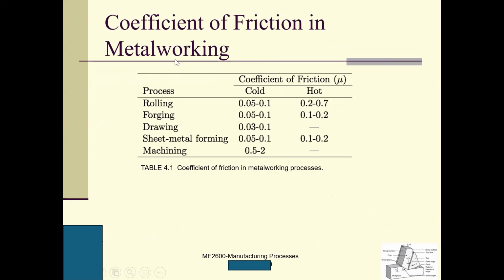The coefficient of friction in metal forming, metal working. So here are different values. For our case, because I'm a machining person, this is the frictional coefficient for the tools we commonly use, and also the commonly used materials. Sheet metal forming is a little bit lower, but for machining you can see the coefficient is very, very high. This is for cold. For hot, they don't have this material. This is data.